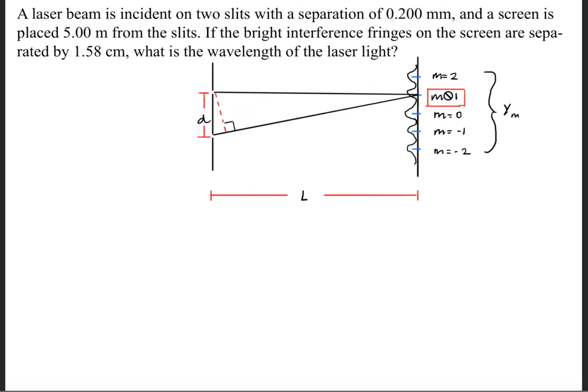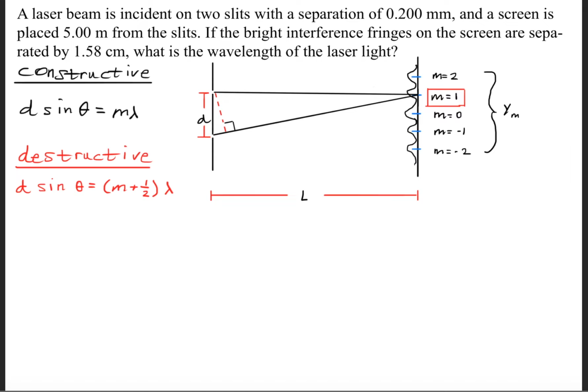Now, these m's are simply your integer values, so it's just the difference between the wavelength between bright fringes in this case. And we'll denote that with a y sub n when we're talking about the distance between the bright fringes. Next, we need to figure out if we're going to be using the constructive interference formula or the destructive interference formula.